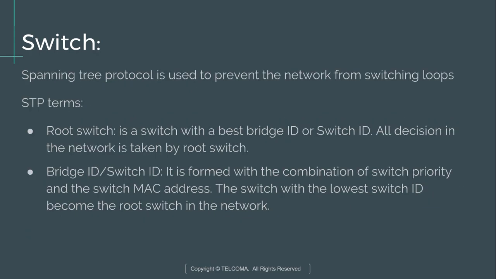The next is spanning tree protocol, the terms related to spanning tree protocol. Before discussing how spanning tree protocol works, let's discuss a few of its terms. Spanning tree protocol is used to prevent the network from switching loops. So here are a few terms, that is root switch. A root switch is a switch with the best bridge ID or switch ID. Note that STP is used by switches as well as by bridges. Somewhere I have used switch and somewhere bridge, but they are the same. All decisions in the network are taken by the root switch.